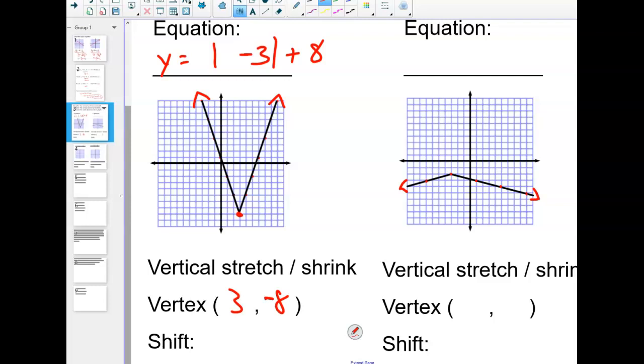Now, the way I would go about it is I'm going to take a point that's not the vertex. Any other point. So in this case, 1, 2, 3, 4, 1, 2, 3, 4, 5. Point 4, negative 5 is on this graph.